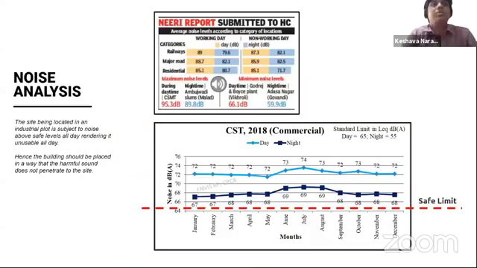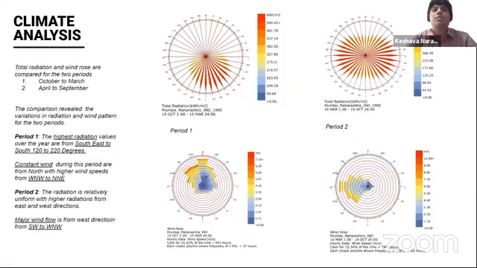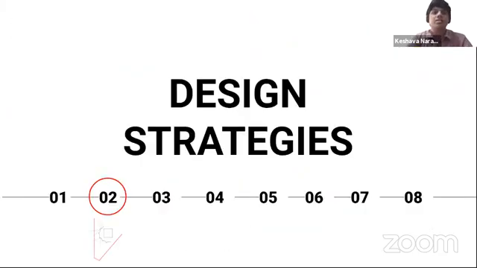Then we mapped the noise levels in the city, and in the site, the noise levels are more than the safe limit throughout the day, as we can see in a research paper here. Hence, the building should be placed in such a way that the harmful sound does not penetrate the site. Then we went on to understand the environmental aspects of a site. Most of the radiation on a site is incident from the south, and the most predominant wind source is from the west. Wind is very critical to a site, as the site is very humid and cross ventilation is absolutely necessary. So with these factors in mind, we formulated our design strategies.